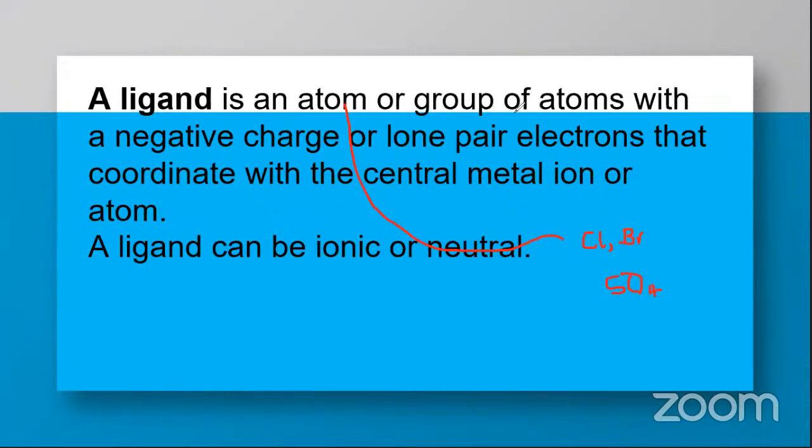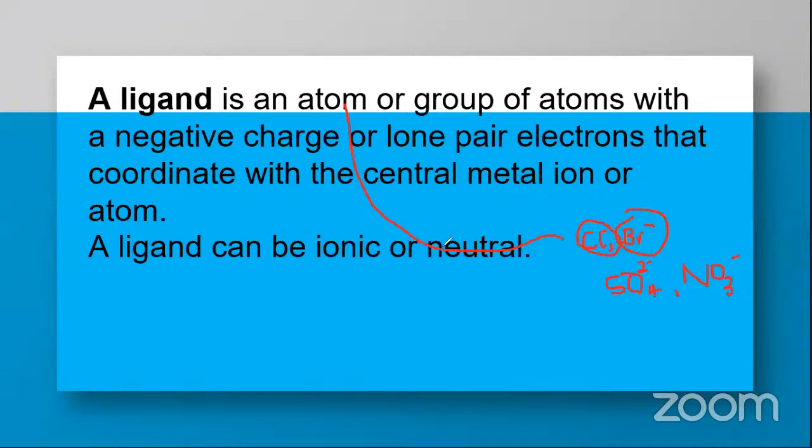So we are saying with a negative charge. So here we are having a chloride, a bromide, then a sulfate. It can be a nitrate. So these are a group of atoms, and these are just atoms. So all these are ligands, but of different nature. Or lone pair of electrons.